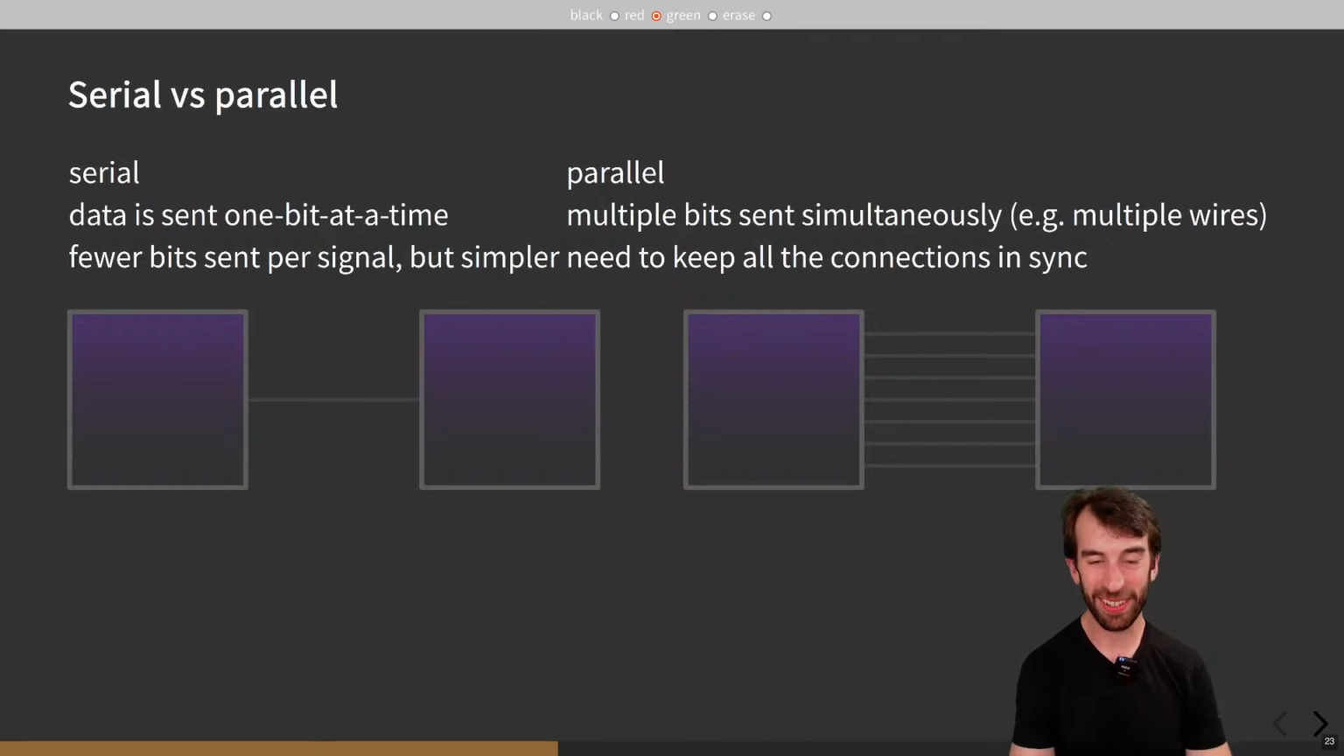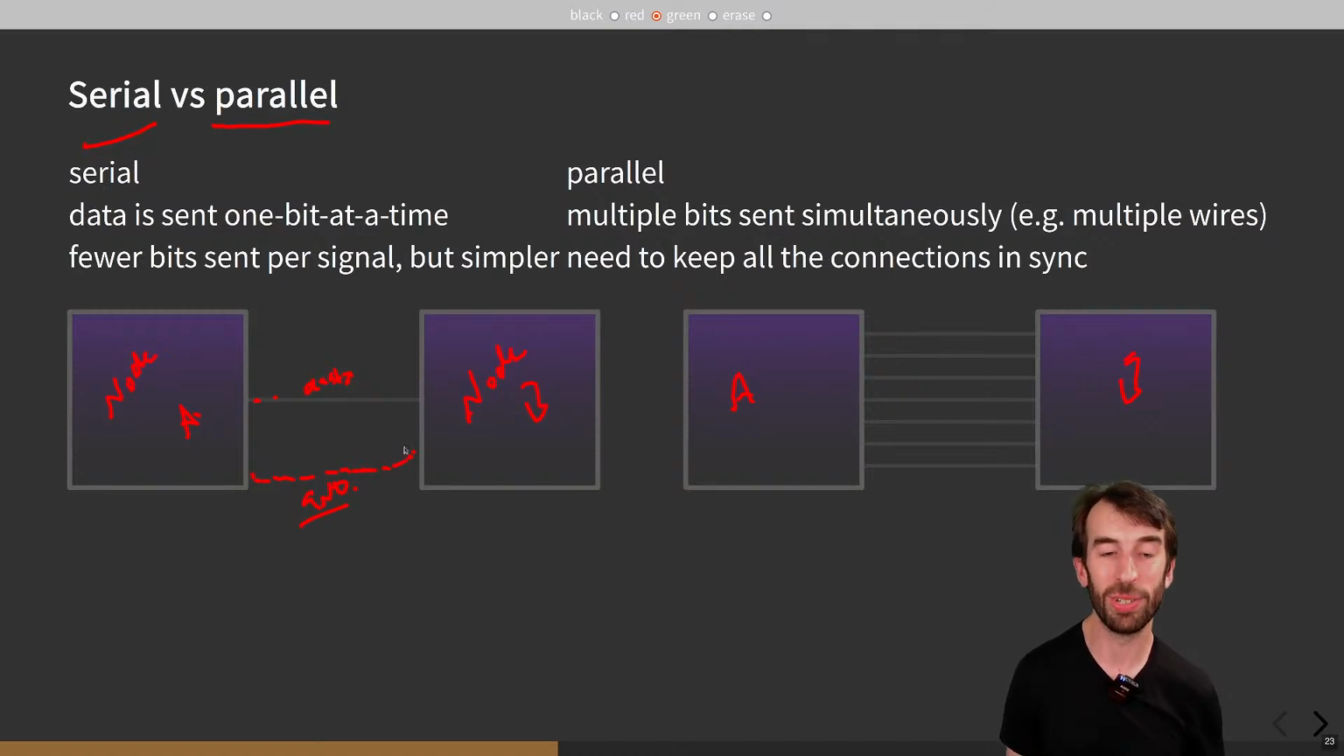Serial data. Serial involves data sent 1 bit at a time on one connection between nodes. Here's node A and node B. Serial versus parallel is about the way that a connection is made between two nodes. In parallel, you're going to have multiple bits simultaneously. So for serial, you've got one data connection. You'll also need, just as an extra secret for you folks, some kind of ground connection between the two nodes as well.